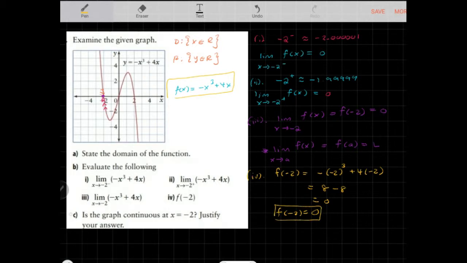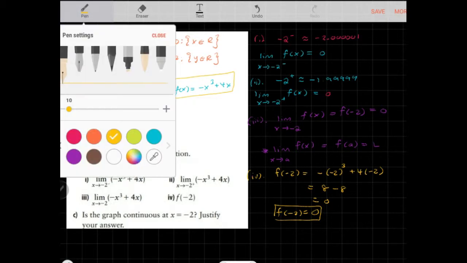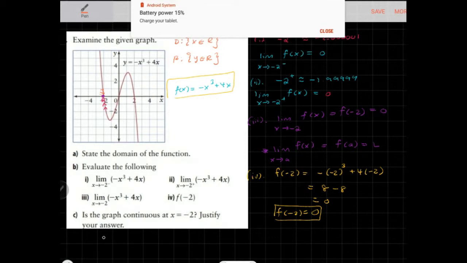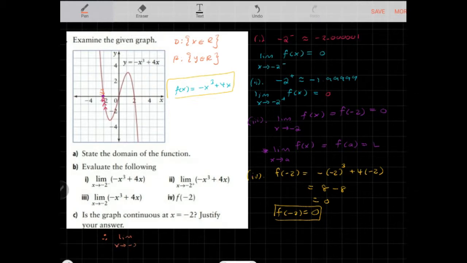So if we wanted to do part C, is the graph continuous at x equals -2? Well, one of the reasons that they asked you to figure out all of these pieces of the limit is to actually show the proof to show that x equals -2 is continuous. We can see here that, therefore, the limit as x approaches -2 from the left side of f of x is equal to the limit as x approaches -2 from the right side of f of x. So our left-hand limit and our right-hand limit are the same. So that's one of the criteria that have to be met to show that a point is continuous.